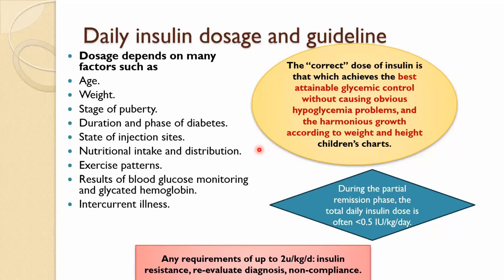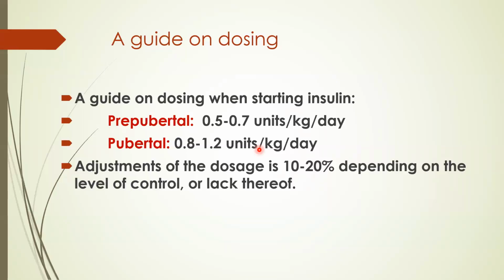Any requirements of up to 2 units per kg per day, remember you have to consider insulin resistance, re-evaluate the diagnosis, and non-compliance. Actually, we do not advise that the patient should be on insulin that is more than 1.2 units per kg. By the time you are reaching there, you need to be looking at non-compliance and re-evaluation of the diagnosis.